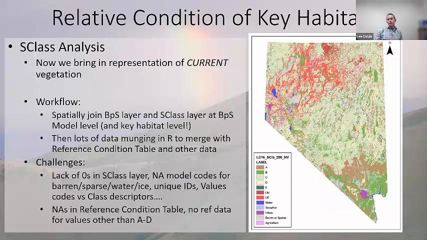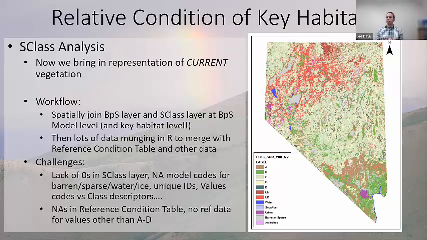So the workflow for this is really where it got more complicated for us. It involves spatially joining the biophysical setting layer to the S-class layer and making sure that the biophysical setting model and our key habitat data were retained in that merge. And then there's a lot of back-end data munging that we did in R to merge the output of that spatial join with the reference condition table and other data.